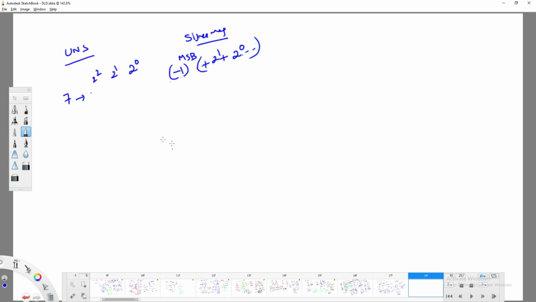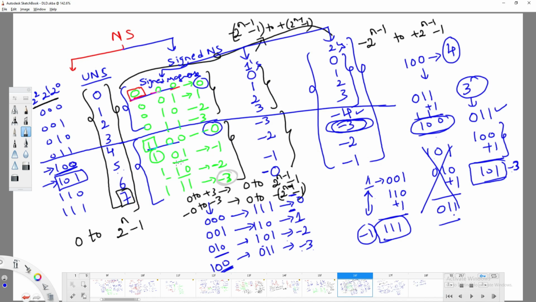Right, observe. If I have a number like 110, what is the signed magnitude value of this actual decimal number? You have to multiply and add all these things. Up to here it is 2. 2 into minus 1 power MSB, what is the MSB? 1. Minus 1 power 1 is minus 1. Minus 1 into 2 is minus 2. Which is equivalent to 110 or not? Minus 2 is 110.